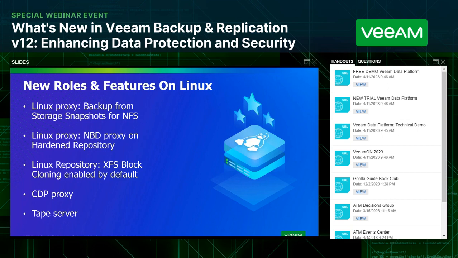Speaking of the repository, XFS block cloning is enabled by default. So previously, yes, this was basically a simple checkbox that had to be checked, assuming that you're using XFS. It's now enabled by default, as frankly, it's a best practice. So it's one less thing for you to have to remember when you're deploying these. Additionally, Linux can now be used as a continuous data protection proxy. I'll dive into CDP a little bit later here, but once again, getting a little bit more utilization out of any Linux host that you might have in the environment. And lastly, it could be used as a tape server.